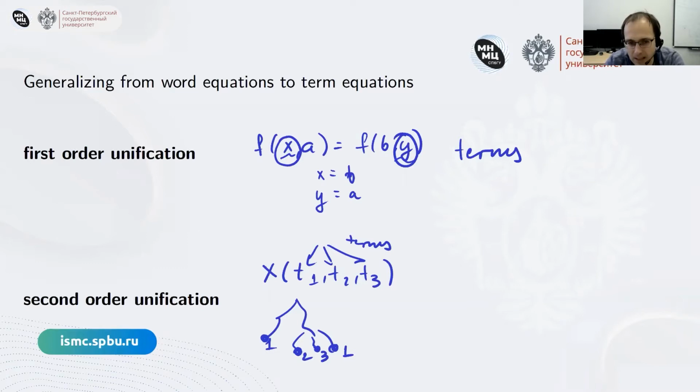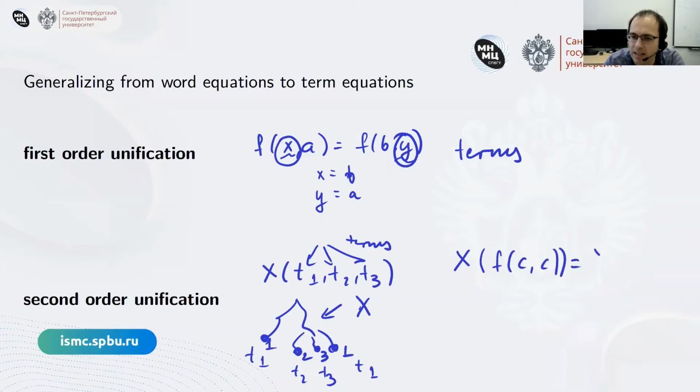So this is what is substituted for x. When you apply it on terms t1, t2, t3, then the node numbered 1 is replaced with t1, this one is also replaced with t1, this is replaced with t2, and this is replaced with t3. As an instance of this problem, we can have x(f(c, c)) equals f(x(c), x(c)).